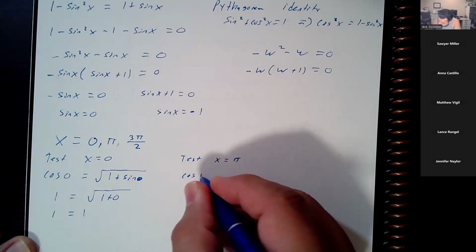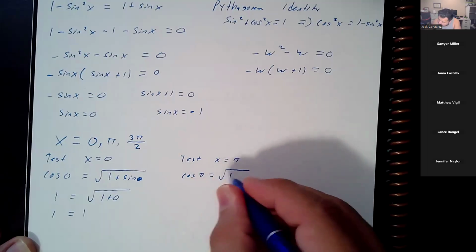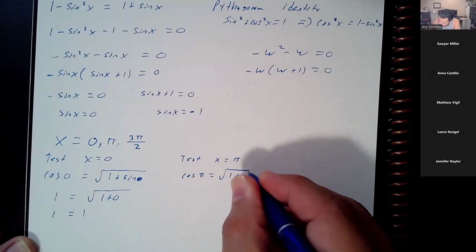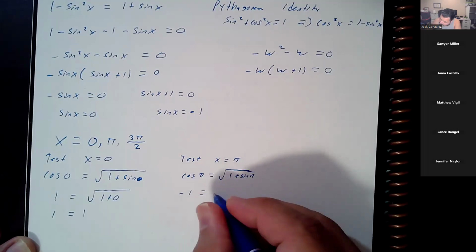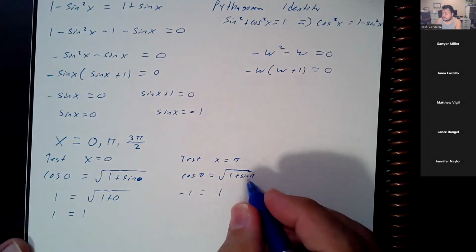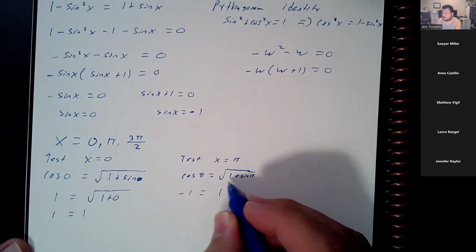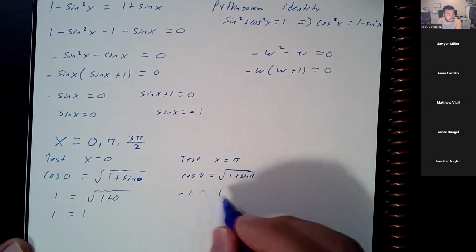Is cosine pi, you can already see this one's not going to work. This will be negative 1 equal to... Sine of pi is 0. Square root of 1 plus 0 is 1. Square root of 1 is 1. These are not equal.